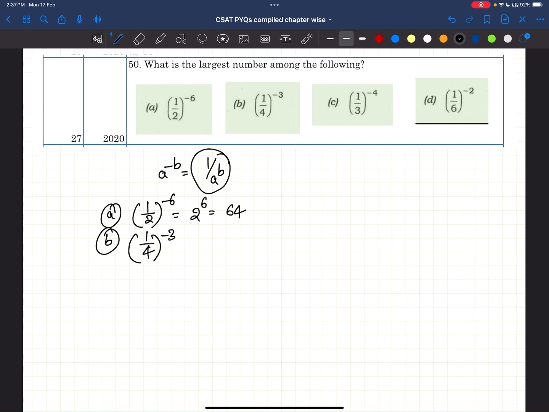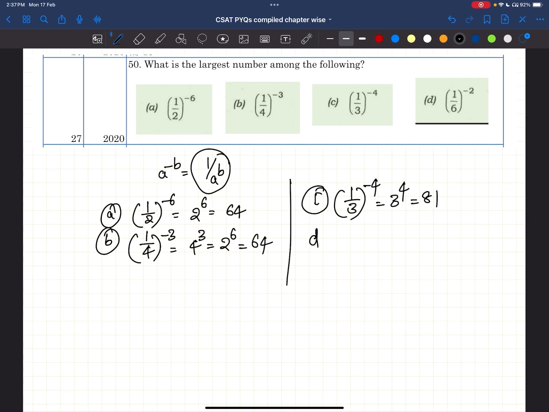1 by 4 power minus 3. That becomes 4 cube. This is nothing but 2 power 6, right? It is 64. Now option C is telling 1 by 3 whole power minus 4. That is 3 power 4. It is 81. Right? Now option D, 1 by 6 whole power minus 2. That is 6 square, 36. What is the largest among all these? 81 is the largest. That means option C is the answer.